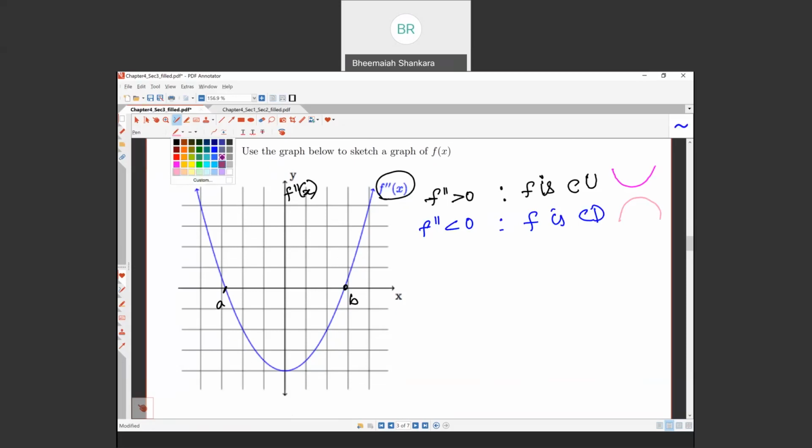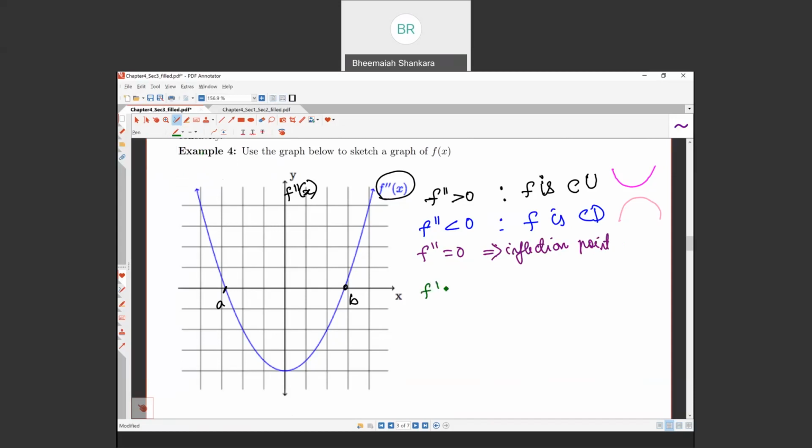Or f double prime is equal to 0, which means this is an inflection. This will lead you to a discussion of inflection points, whether concave up to concave down or concave down to concave up, which means there's a change of concavity. So let's read the graph carefully and let's list all these definitions to answer the question.